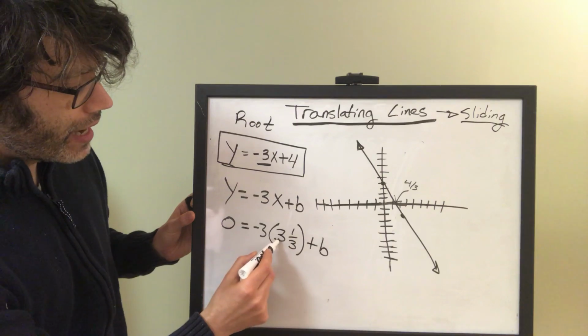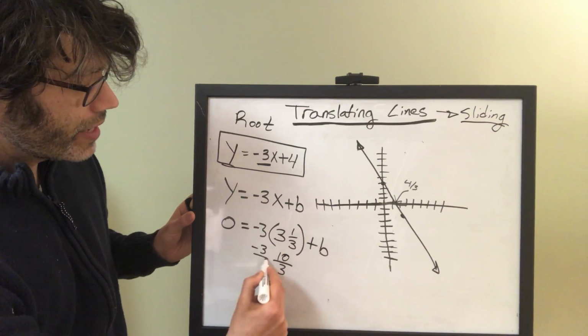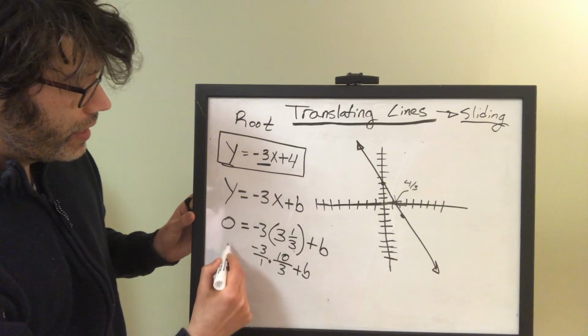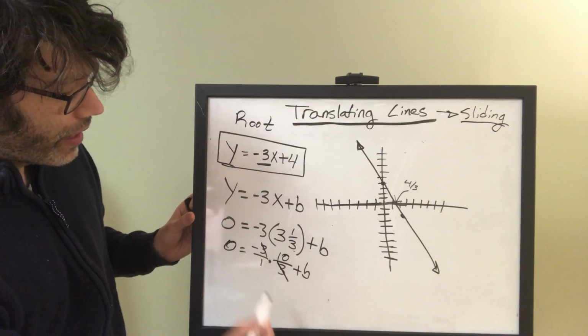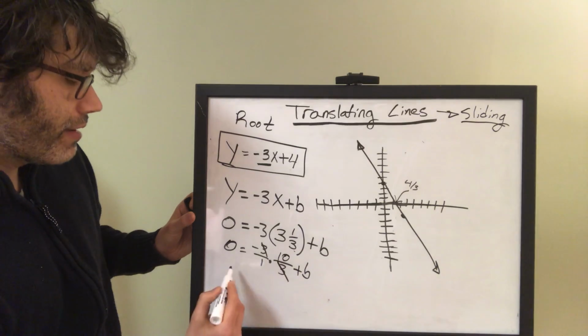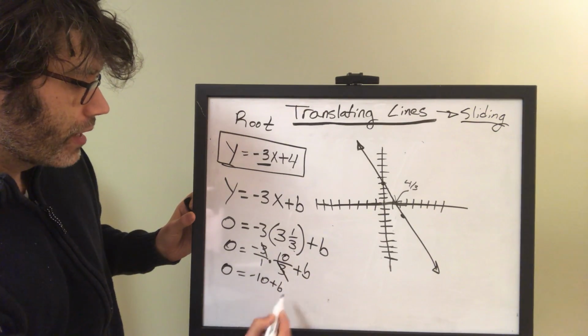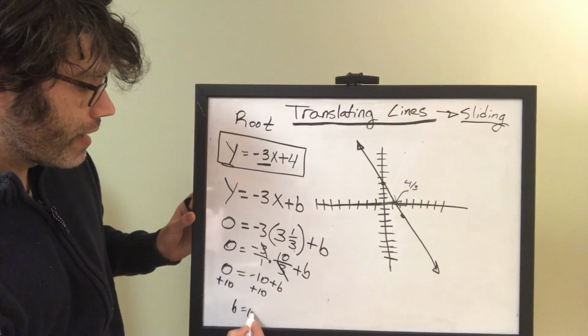So that would be 10/3, just to make it a little bit easier. So it's -3 times 10/3 plus b. And do you see that these 3's cancel out? And we're left with a -10. So 0 equals -10 plus b. Let's add 10 to both sides. And you have b equals 10.